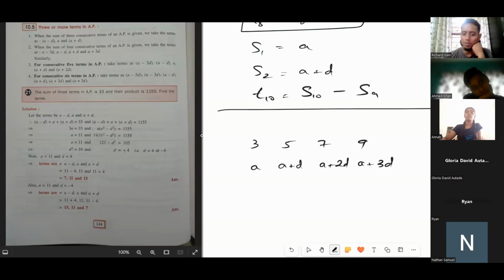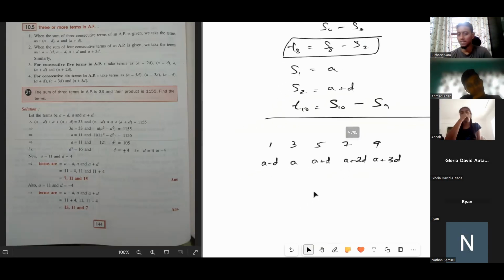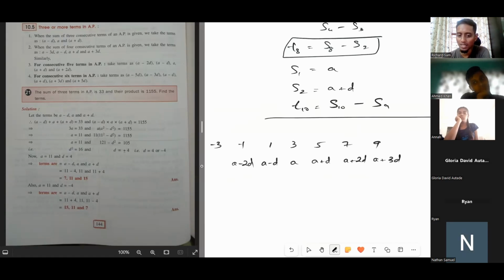What if we go backwards? Suppose I write one more term on this side. Then what should I write this as? A minus D. And if I write one more term behind this, that'll be A minus 2D. If I go back one more step, that'll be A minus 3D. You understand?